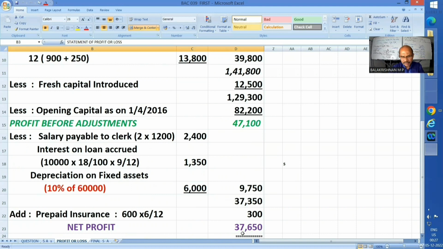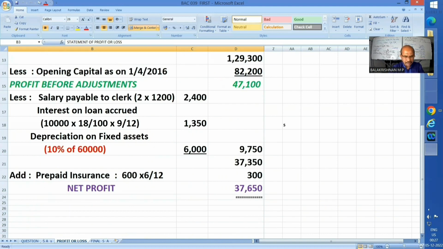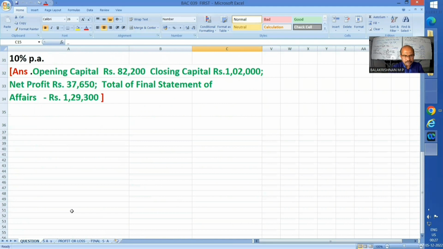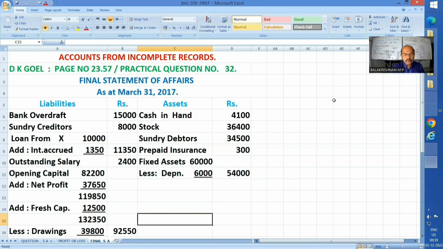If I add it back, I'll get 37,650. Well, that is the answer given here also. Now, let me move to the final step. What is that? Practically, the balance sheet or a final statement of affairs. So, the last step, the fourth step, is nothing but preparation of the final statement of affairs. It is exactly like a balance sheet as is prepared in the case of a double entry method.